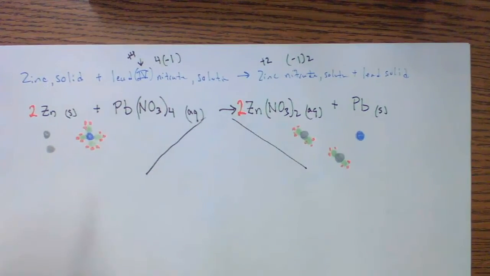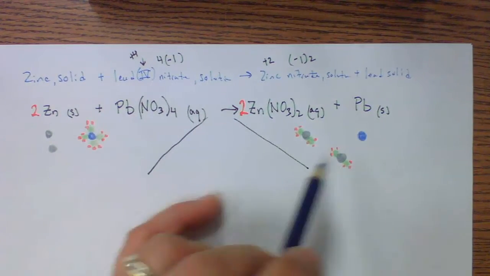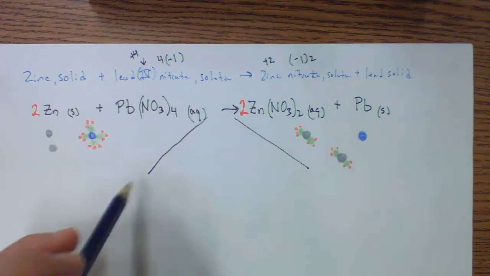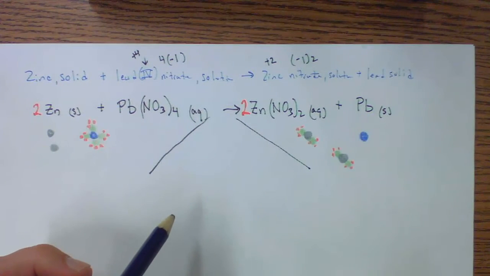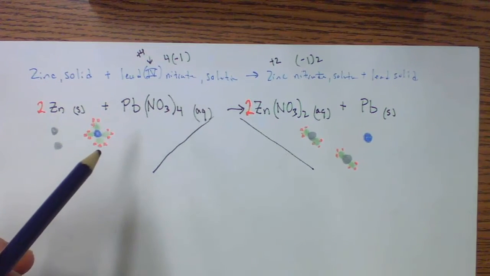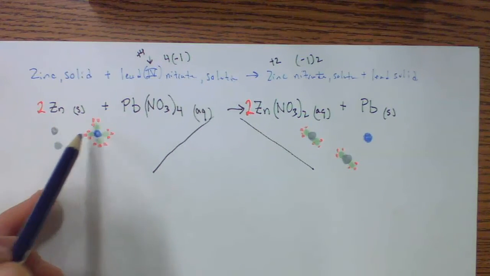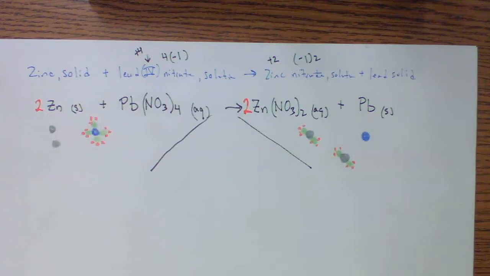Now, again, this is what happened in the beginning. This is what happened at the end. And the reaction is what happened in the middle. And this is kind of like the interesting piece in this. So when we look at what's happening here, the zinc had 2 electrons.